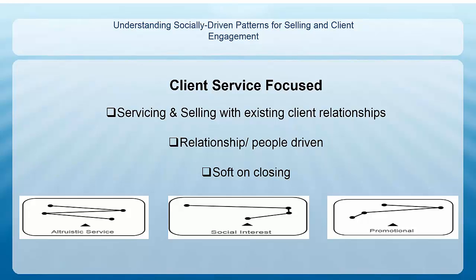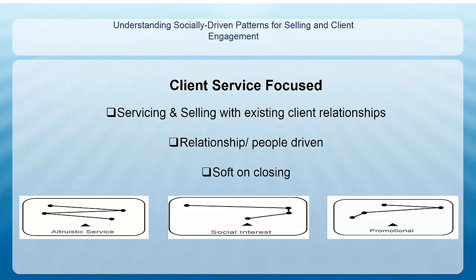Let's look at the client-focused, client service-focused model, as I'm calling it, and those would be the other three reference patterns: the altruistic pattern, social interest, and the promotional pattern, which might fit into more of the roles that would be less hunting, less new business development orientation. You can obviously see we have high B's and lower A's here. These are people who do well in servicing and selling existing client relationships. In the account maintaining department that I mentioned to you, we would see some of these patterns. These are relationship and people-driven roles, and they are, let me say this carefully, soft on closing.